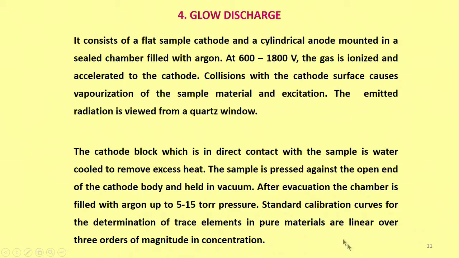So, the calibration curves are linear over minimum 3 orders of magnitude, 1, 10, 1000. So, in ICP your calibration concentration should be 1 ppm, 10 ppm, 100 ppm, 1000 ppm, that is it. So, that is the beauty compared to spectrophotometer or atomic absorption.